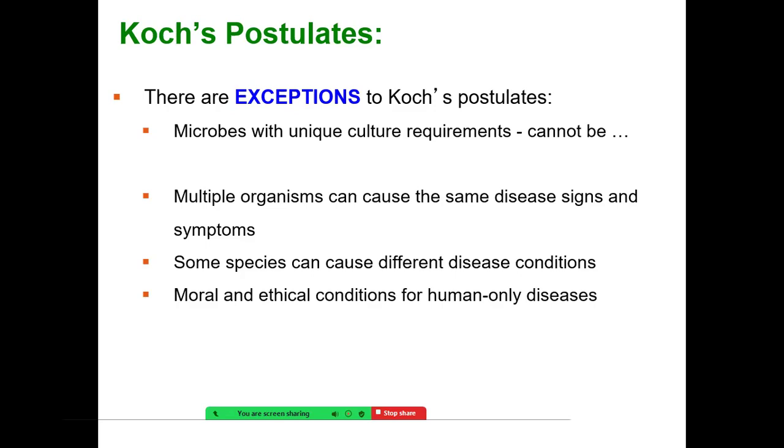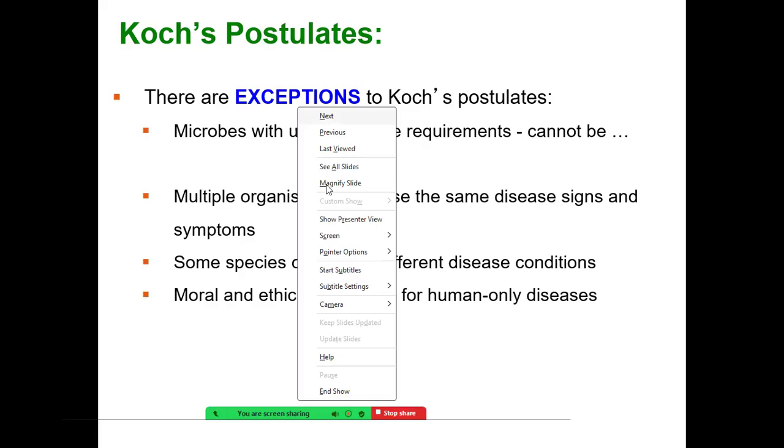What do you do if multiple organisms can cause the same disease signs and symptoms? For example, there's more than one species of virus which causes the human colds. In fact, there's more than one family of viruses. There's 3 virus families that cause the human cold. In Koch's postulate, let's go back.